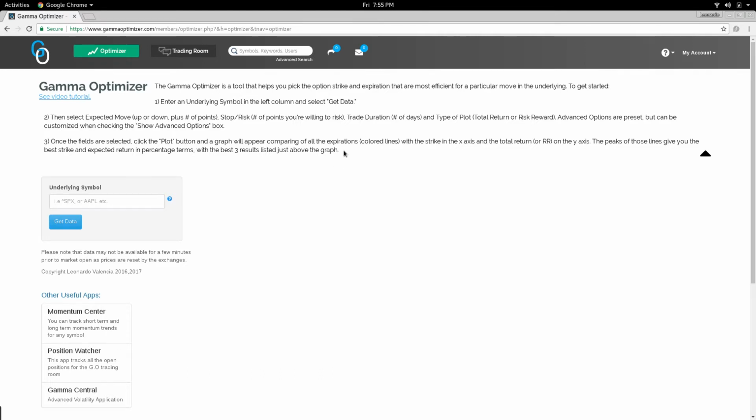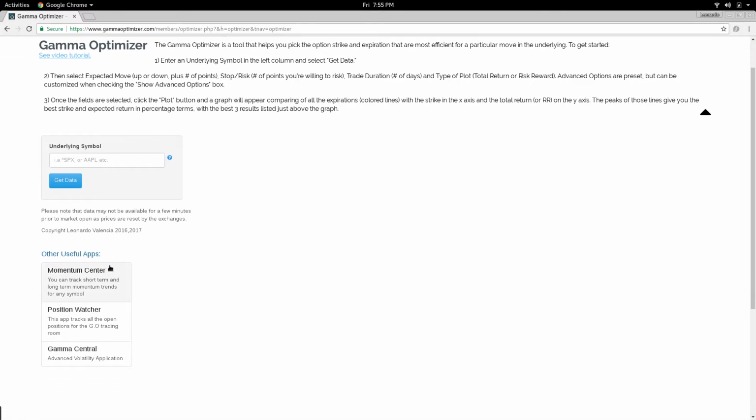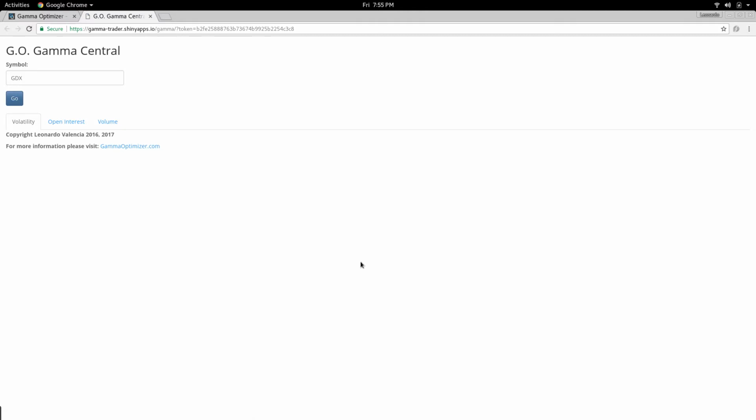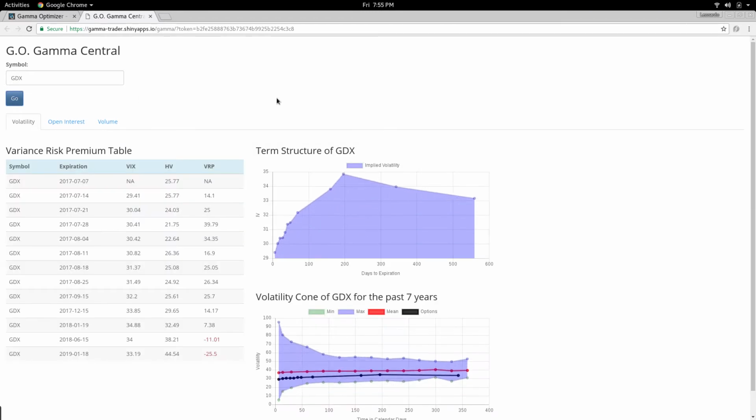So to start the tool, you need to be on the Gamma Optimizer room, and here on the same Gamma Optimizer page you will see links to all the mini apps, and you will see a link to the Gamma Central tool. This is the link, so we click on the link and it looks very simplistic. I love simplistic tools. There is nothing on the screen. It is kind of prodding us to do something, and let's work with GDX. That's the default symbol.